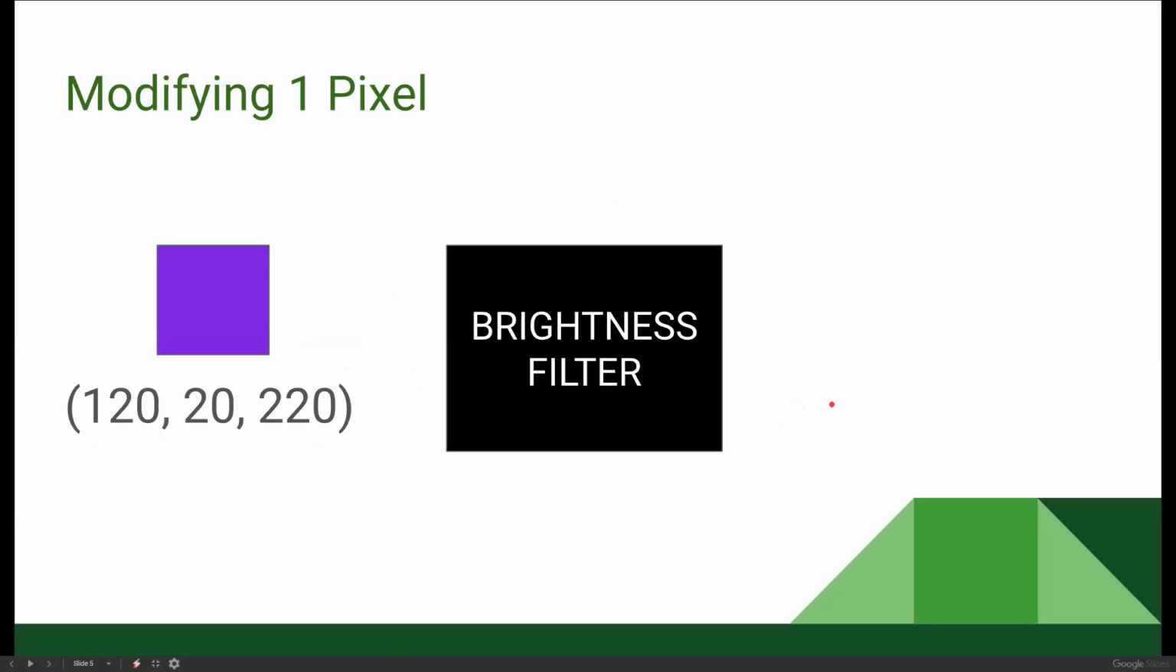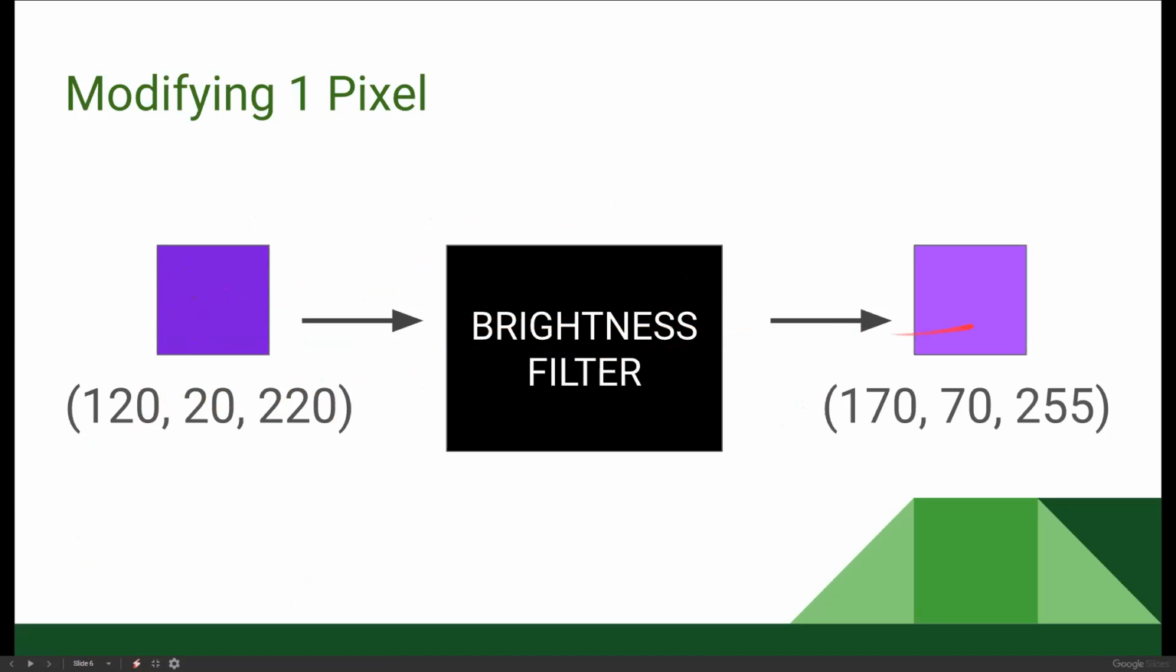So let's say I have one purple pixel. It's got a red value of 120, green value of 20, and a blue value of 220. If I push this through a brightness filter, I now have a slightly lighter purple pixel. My red value went from 120 to 170. My green value went from 20 to 70. And my blue value went from 220 to 255.